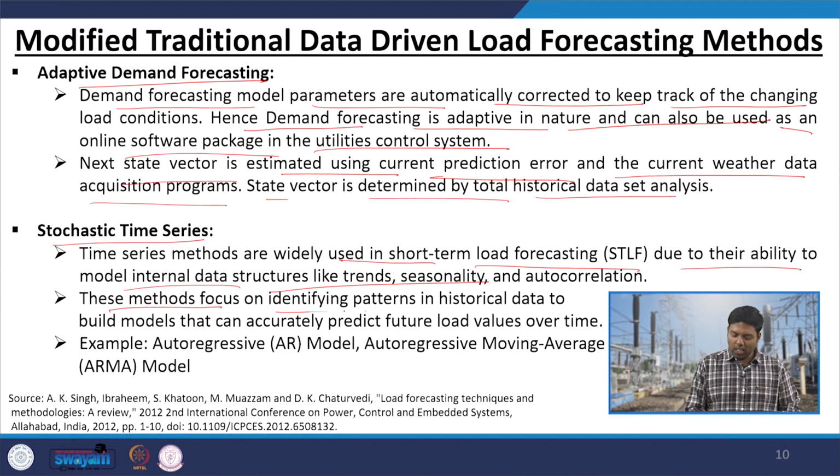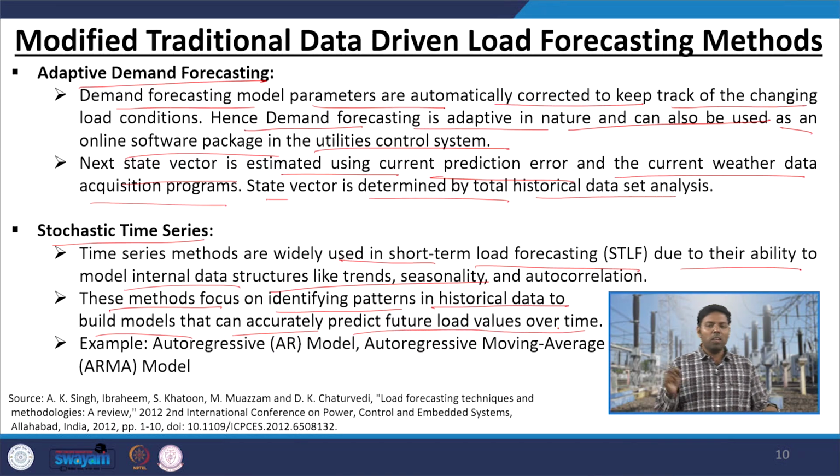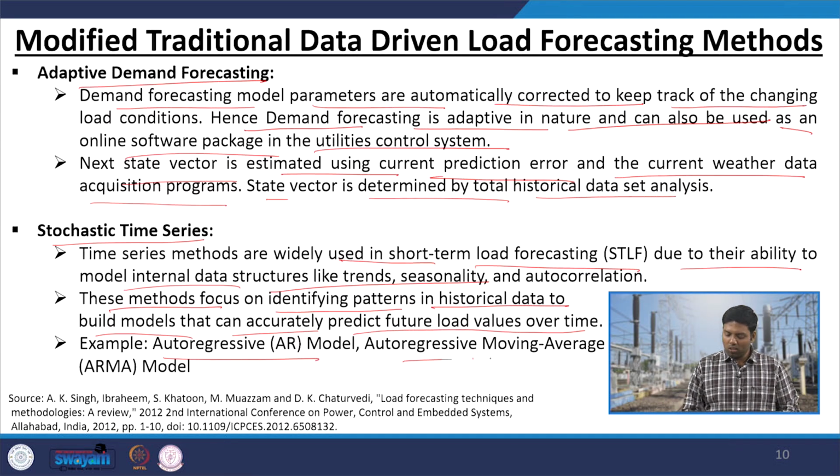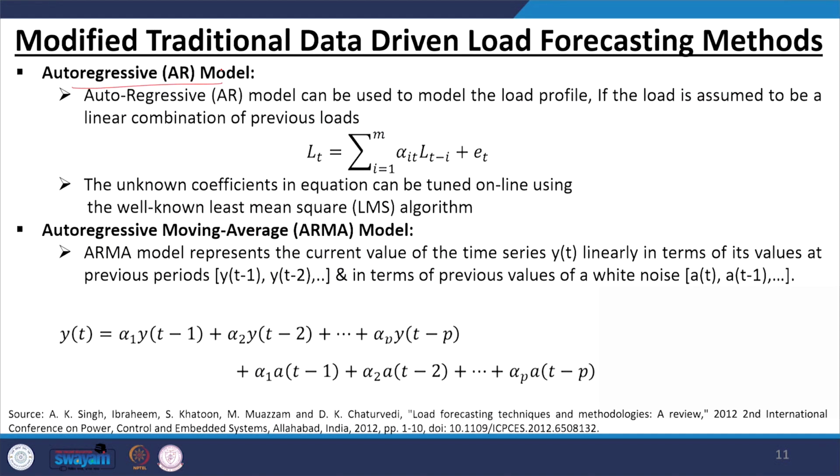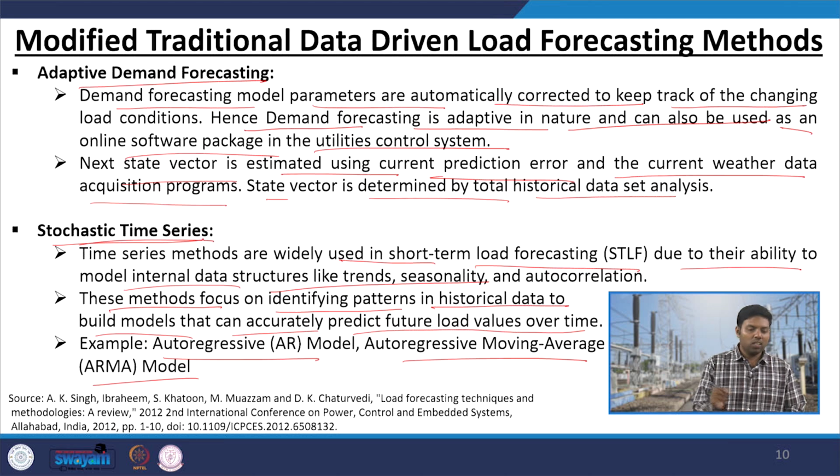This method focuses on identifying patterns in historical data to build a model that can accurately predict future load values over time. So, you will see the pattern, you will see the correlation between different input data, and then you feed it to the prediction tool. It is used for the autoregressive model, the autoregressive moving average model, etc. So, first we will see the autoregressive model under this stochastic time series.